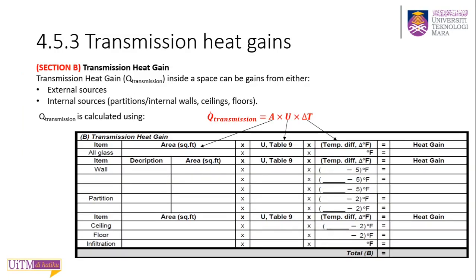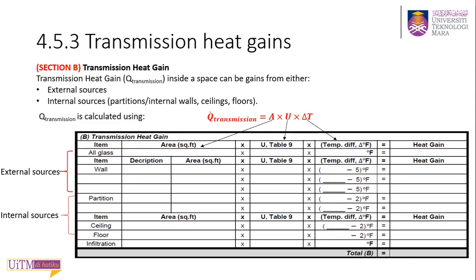For transmission heat gain, it is calculated in section B of the cooling load estimation table. Transmission heat gain can either be from external or internal sources. For external sources, we must calculate the transmission heat gain through all glasses and external walls which has not been calculated previously. For internal sources, partitions or internal walls for adjoining spaces are calculated here.